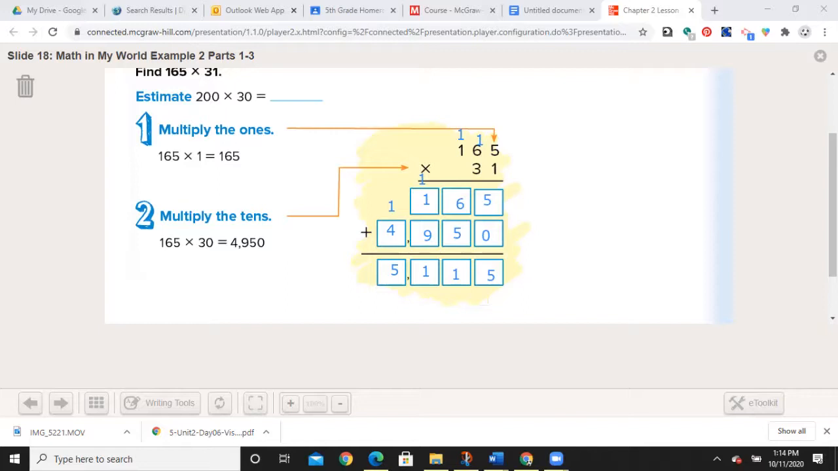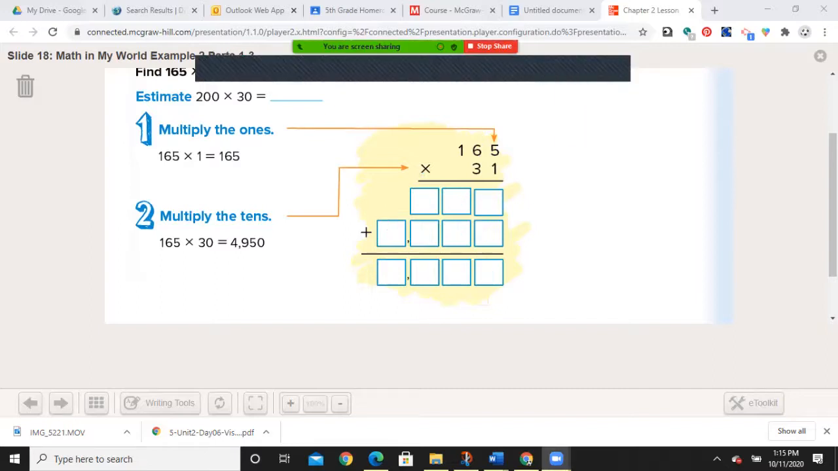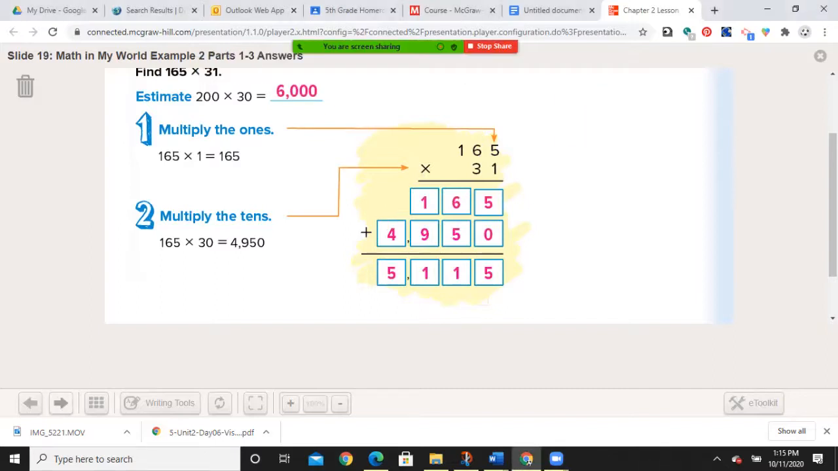I have a feeling we did pretty good. Our estimate would have been about 6,000, because 2 times 3 is 6, plus 3 zeros, 6,000. And let's check our work against the answer key as soon as I close that up. And we did pretty good. 5,115.